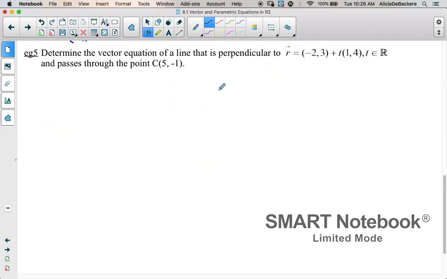Okay, so for example 5, we're going to determine the vector equation of a line that's perpendicular to another line. So there's 2 lines in this question, and the line that I'm looking for is also going to pass through the point C. Because I'm dealing with 2 lines in this question, I am going to define each of the lines. So I'm going to say L2 is the line that I'm looking for, and we'll call L1 the line that they gave me.